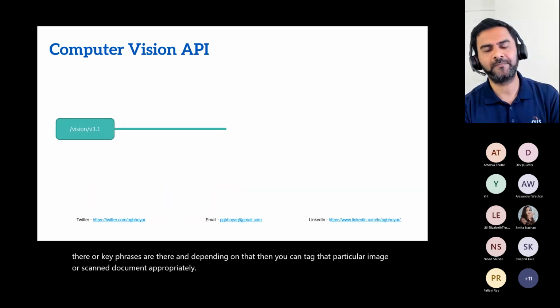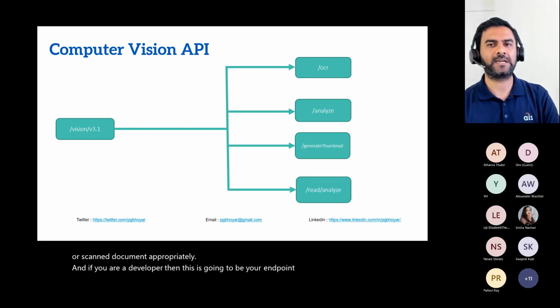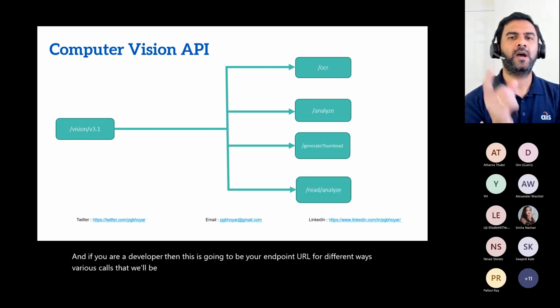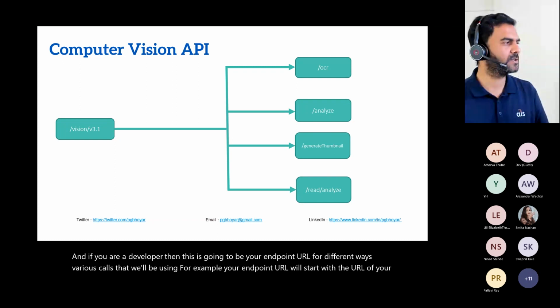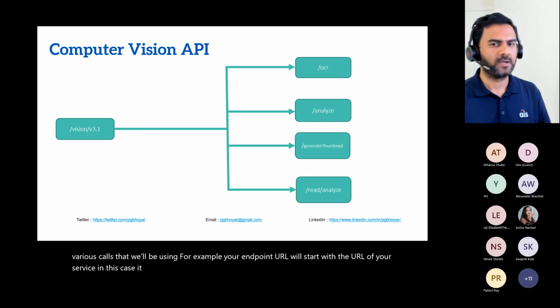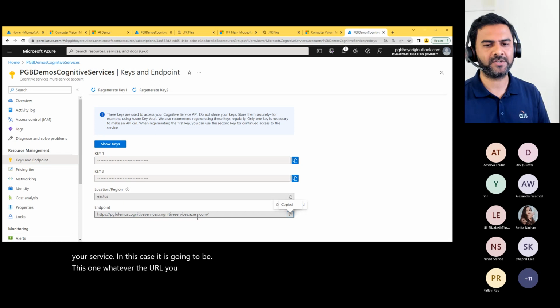And if you are a developer, then this is going to be your endpoint URL for different ways, various calls that you'll be using. For example, your endpoint URL will start with the URL of your service. In this case, it is going to be this one, whatever the URL you selected, .cognitiveservices.azure.com.